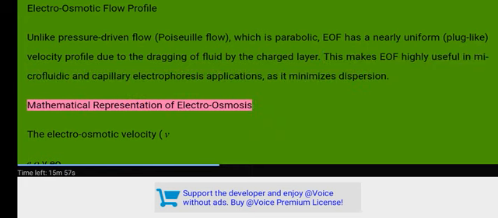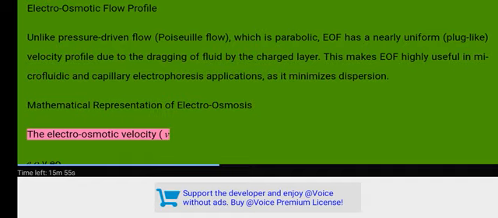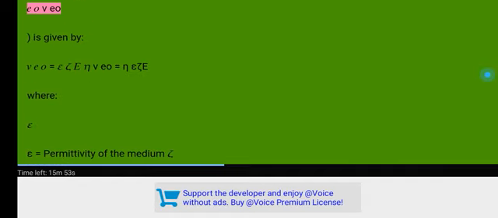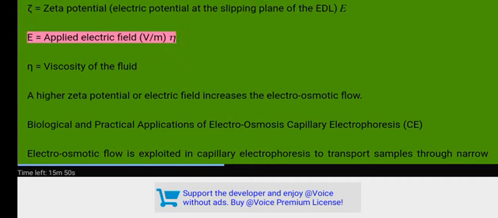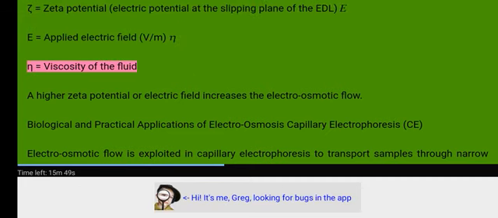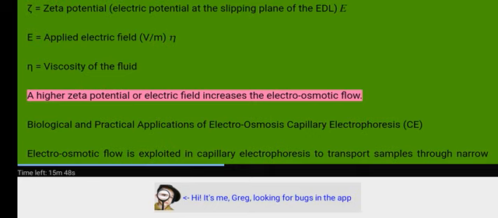Mathematical representation of electroosmosis. The electroosmotic velocity, v_EO, is given by v_EO = epsilon zeta E / eta, where epsilon equals permittivity of the medium, zeta equals zeta potential, the electric potential at the slipping plane of the EDL, E equals applied electric field, in volts per meter, and eta equals viscosity of the fluid. A higher zeta potential or electric field increases the electroosmotic flow.